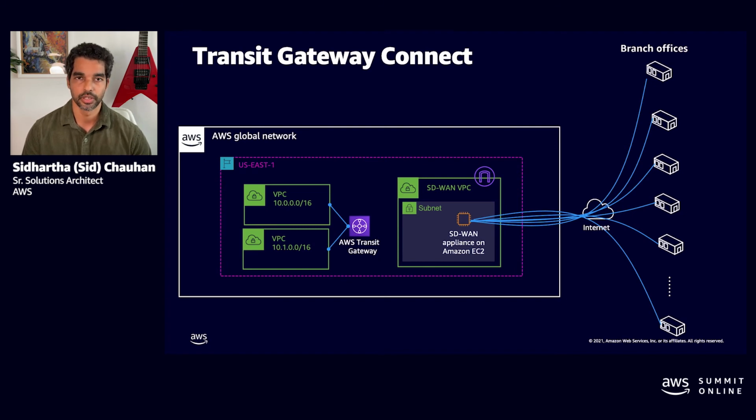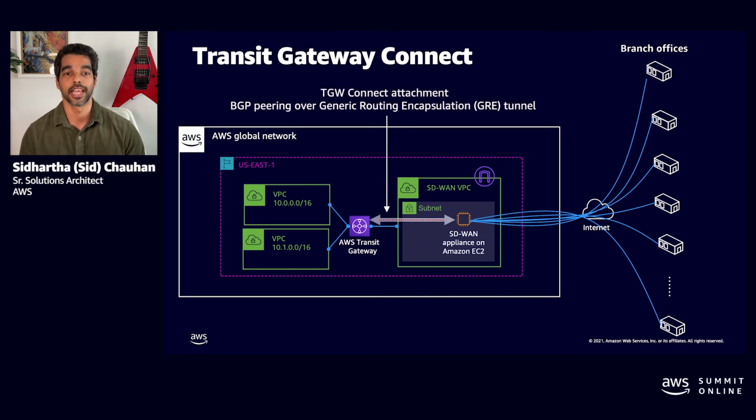Now, in order to bridge the SD-WAN infrastructure on the right to the AWS infrastructure, number one, you attach this SD-WAN VPC to Transit Gateway. And next, you create what's called a Transit Gateway Connect attachment. This lets you create a GRE tunnel between your SD-WAN appliance and Transit Gateway and establishes a BGP peering within this tunnel. Now, over this Transit Gateway Connect attachment, your SD-WAN appliance can speak directly to Transit Gateway, exchange all the routes, and perform health checks, know the link is up and running, and you get great bandwidth. You get up to 5 gigabits per second per TGW Connect attachment.